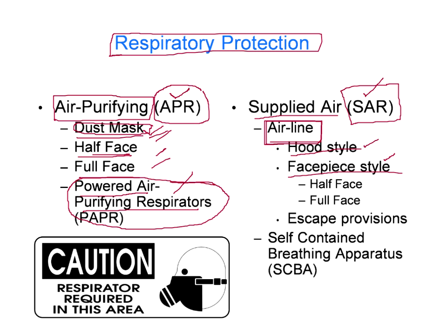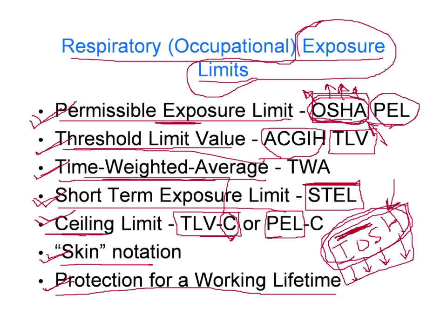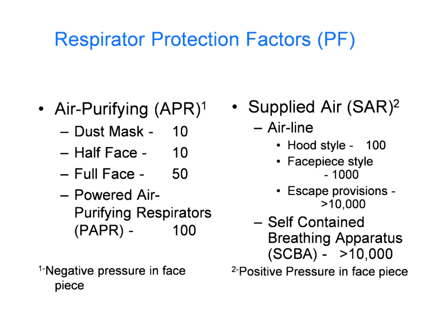Supplied air is called SAR. Okay, SAR: supplying pure air in a separate line. This is another system to protect the respiratory system of a human body. There is a hood style, a different style of equipment. Face piece style is a different type of equipment. All are supplying purified air. That's full face. Okay, then escape provisions. There are provisions for escape. And then self-contained breathing apparatus, SCBA.